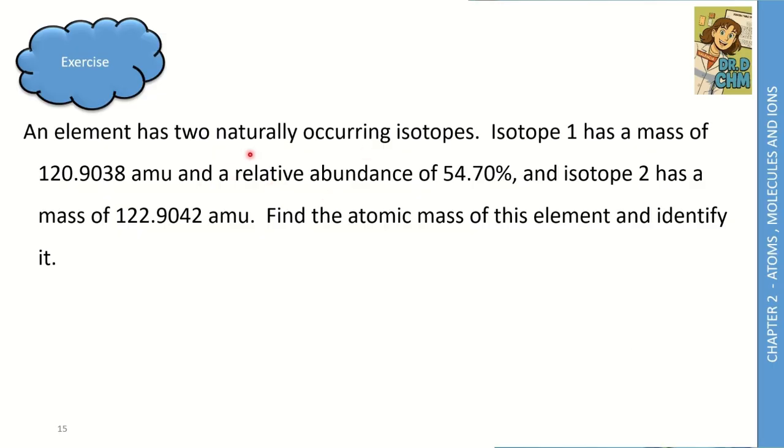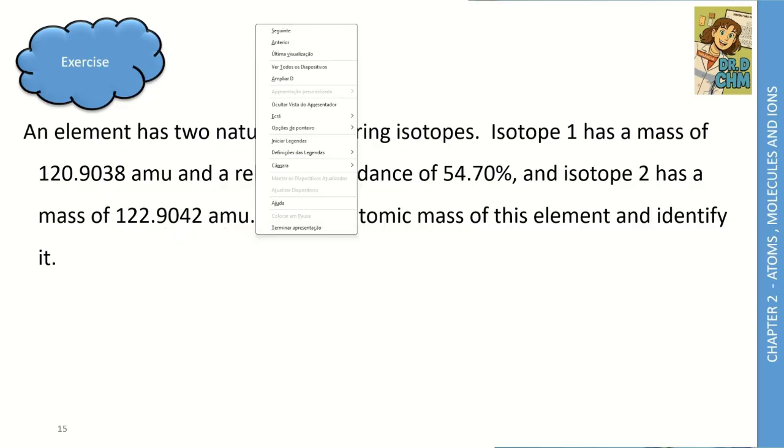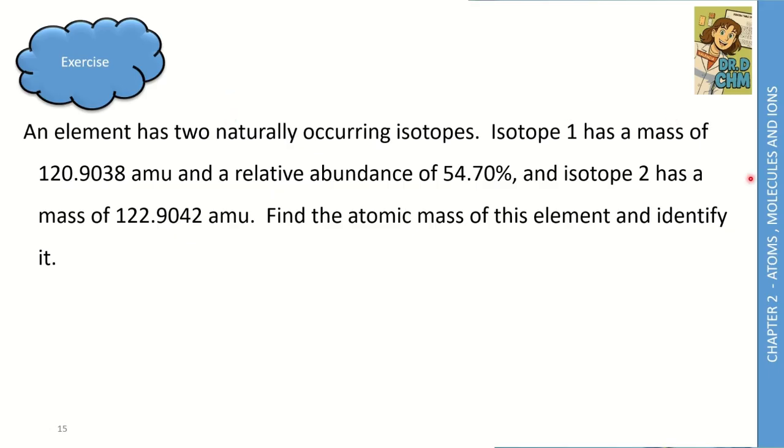So an element has 2 naturally occurring isotopes. Isotope 1 has a mass of 120.9038 atomic mass unit and a relative abundance of 54.70%. And isotope 2 has a mass of 122.9042 atomic mass unit. Find the atomic mass. So the atomic mass of this element, identify it.